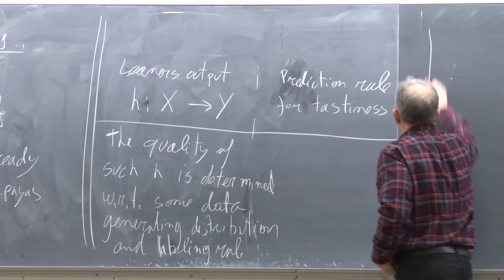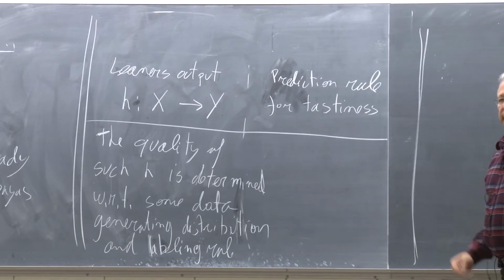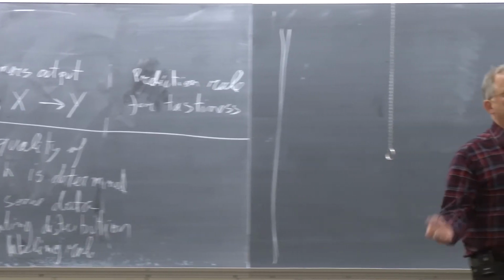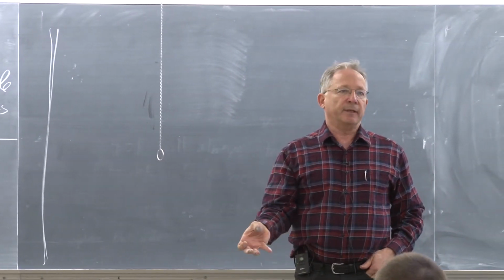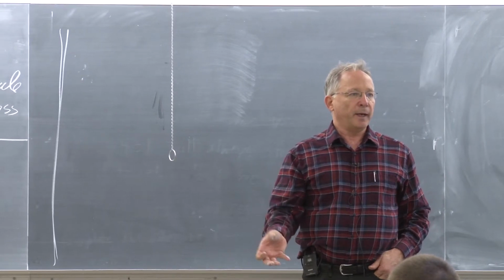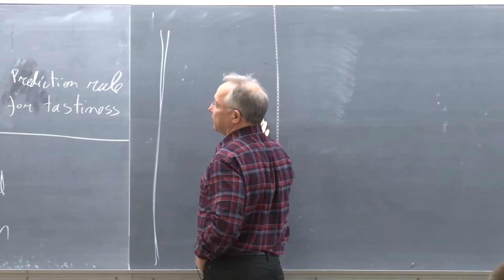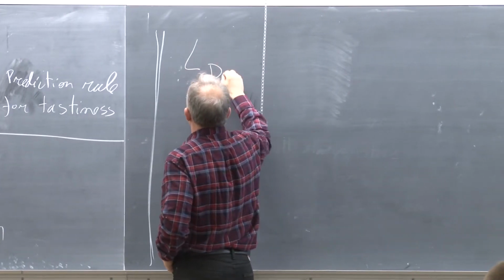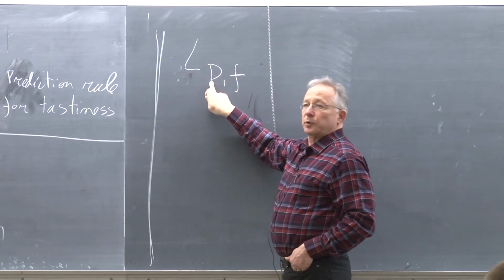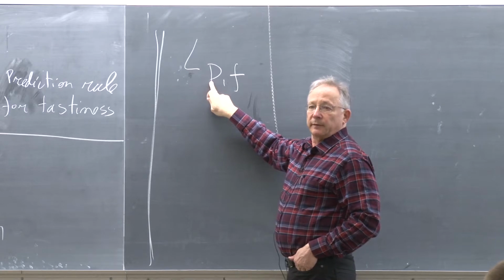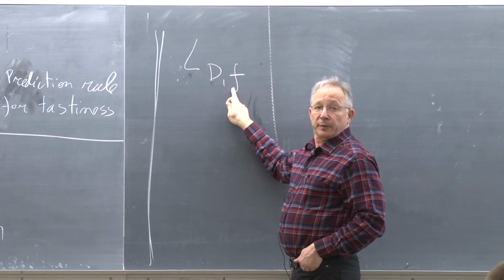So now we assume that the papayas are generated by some distribution over papayas, and there is some rule that determines, given the color and softness of a papaya, whether the papaya is tasty or not. So we call it L of D of F. So L stands for loss. D is the distribution that generates papaya in the world. And F is the function that determines the tastiness of the papaya.